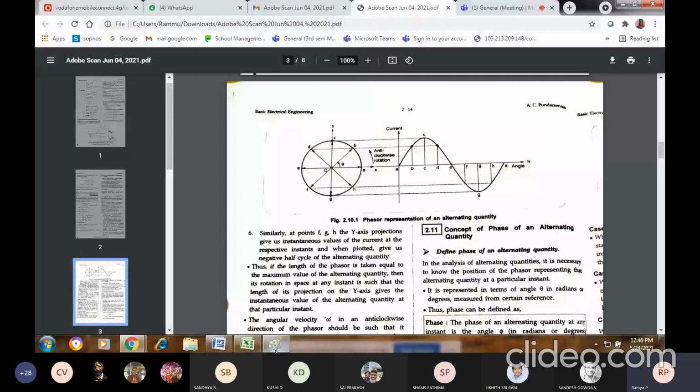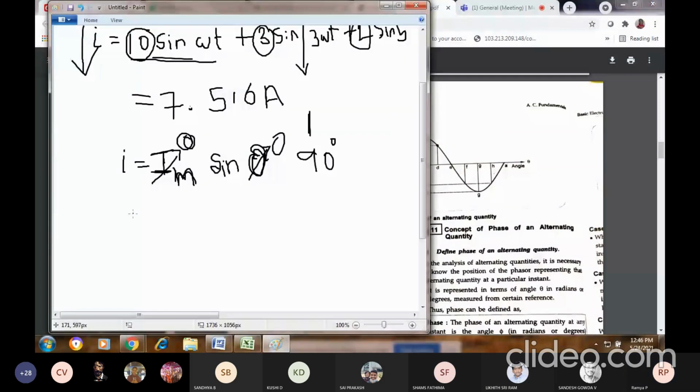I is equal to Im sin theta. In place of theta, I will put 45 degree. Just for an example, I'm taking 45. In the diagram, it won't be exactly 45 also. It may be some other angle. Sin 45 is 1 by root 2.